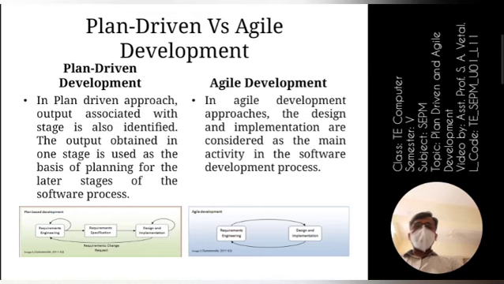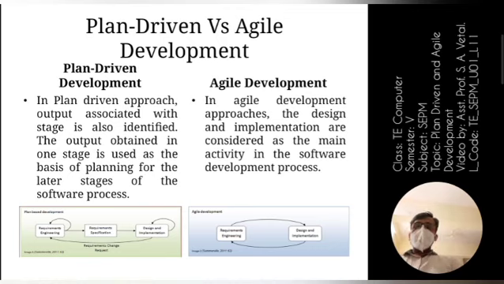Means the output obtained in one stage is used as a basis of planning for the latter stages of the software development. But on the other hand, in the agile development approach, the design and implementation are considered as the main activity in the software development process. Only two activities can be highlighted in the agile development approach.